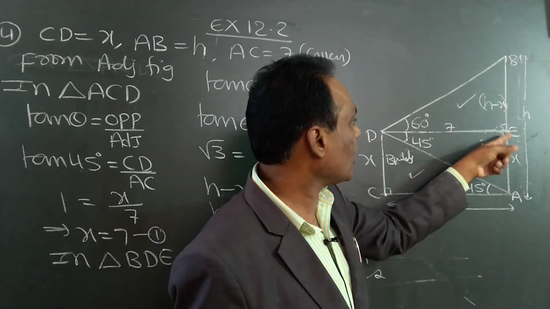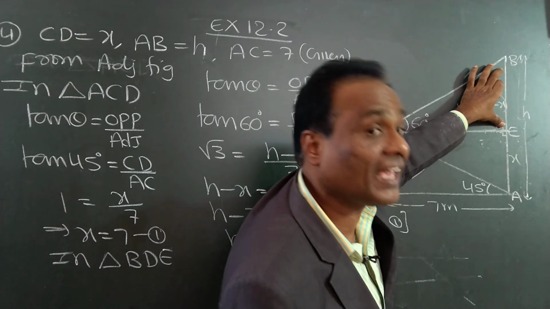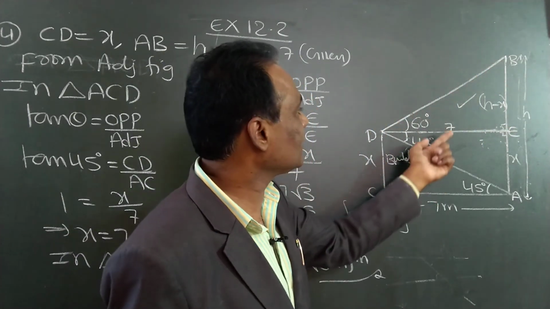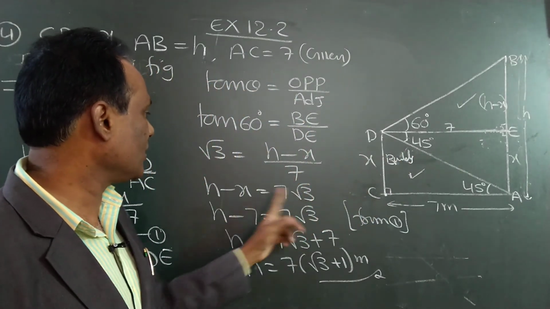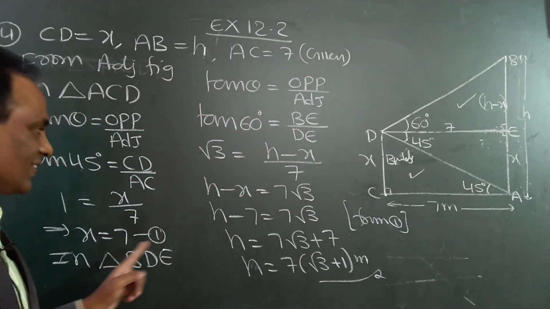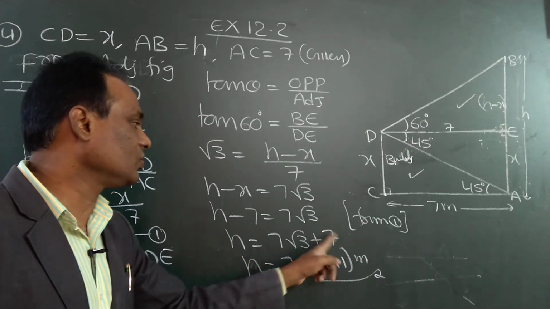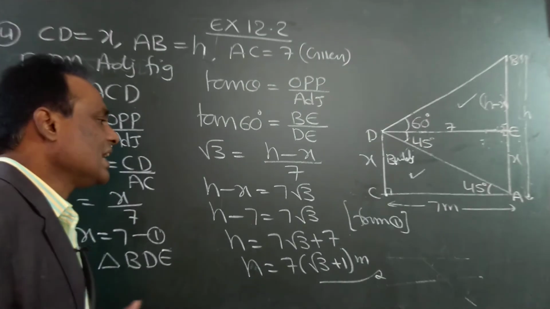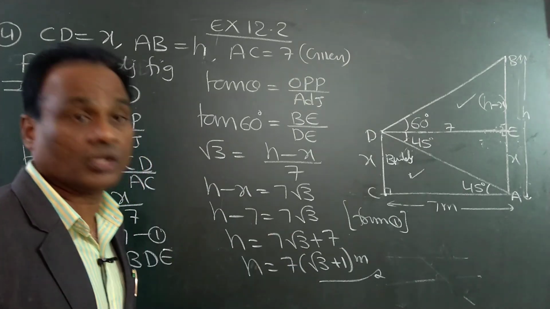So BE is how much? If this is x, this is also x. Remaining is h minus x, by DE, this is 7. This DE is also 7. So 7 into root 3, 7 root 3. The x value is 7. Minus 7 that side plus 7. 7 common, root 3 plus 1 meters. This is the height of the cell tower. You can write in full: therefore, the height of the cell tower is equal to 7 into root 3 plus 1.